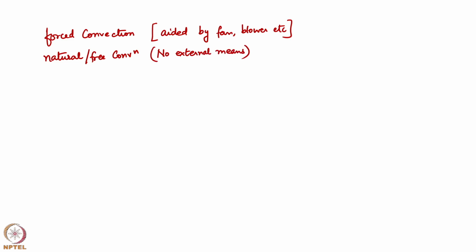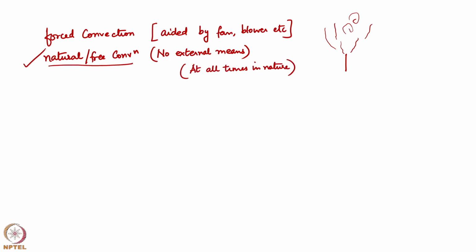Or you have your agarbatti or incense stick. When it burns, you have smoke which is going to come out like this, and it would just diffuse into the room. Nothing is aiding the motion. It is just the heat that the fumes are going to carry, and eventually after a while it will just diffuse into the room. You will not even see this. So natural or free convection is going to occur at all times in nature. This will be there. You can't prevent it. So this is natural.